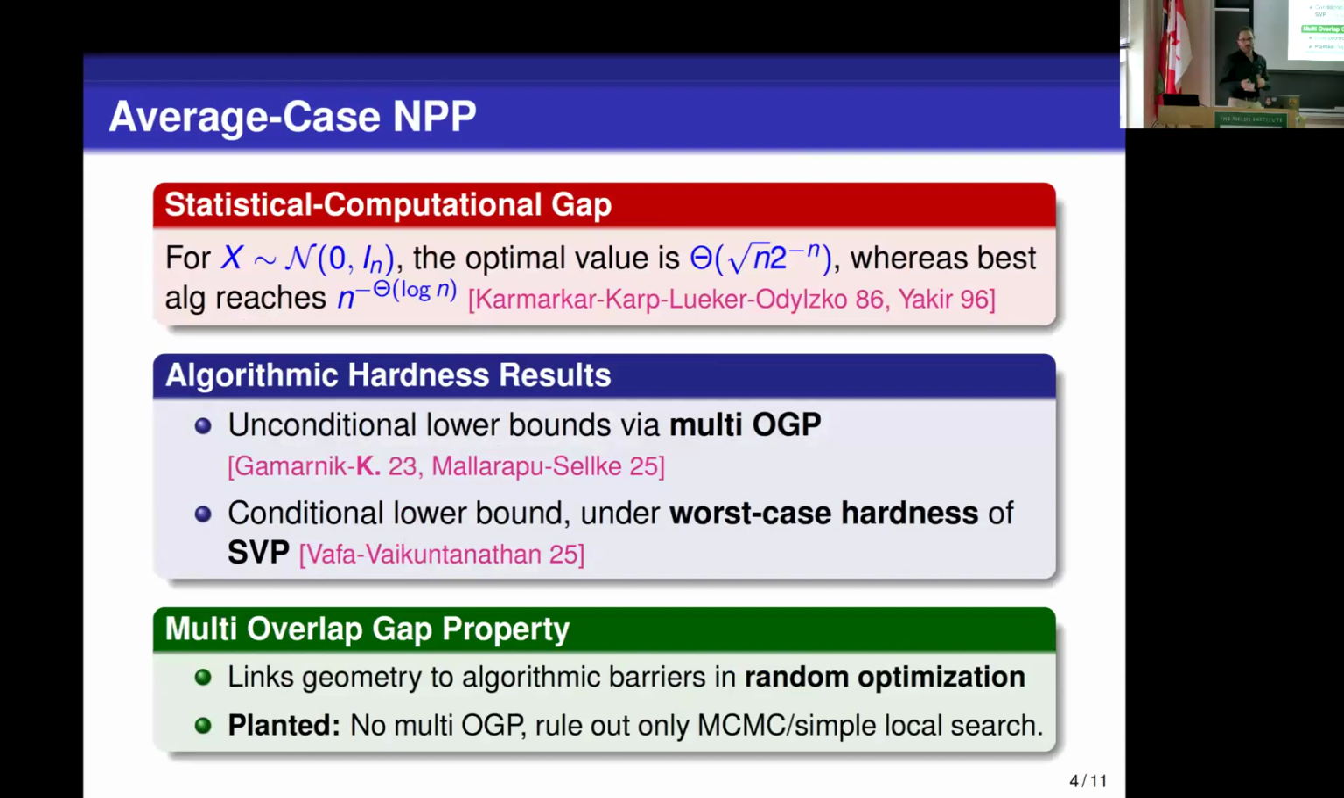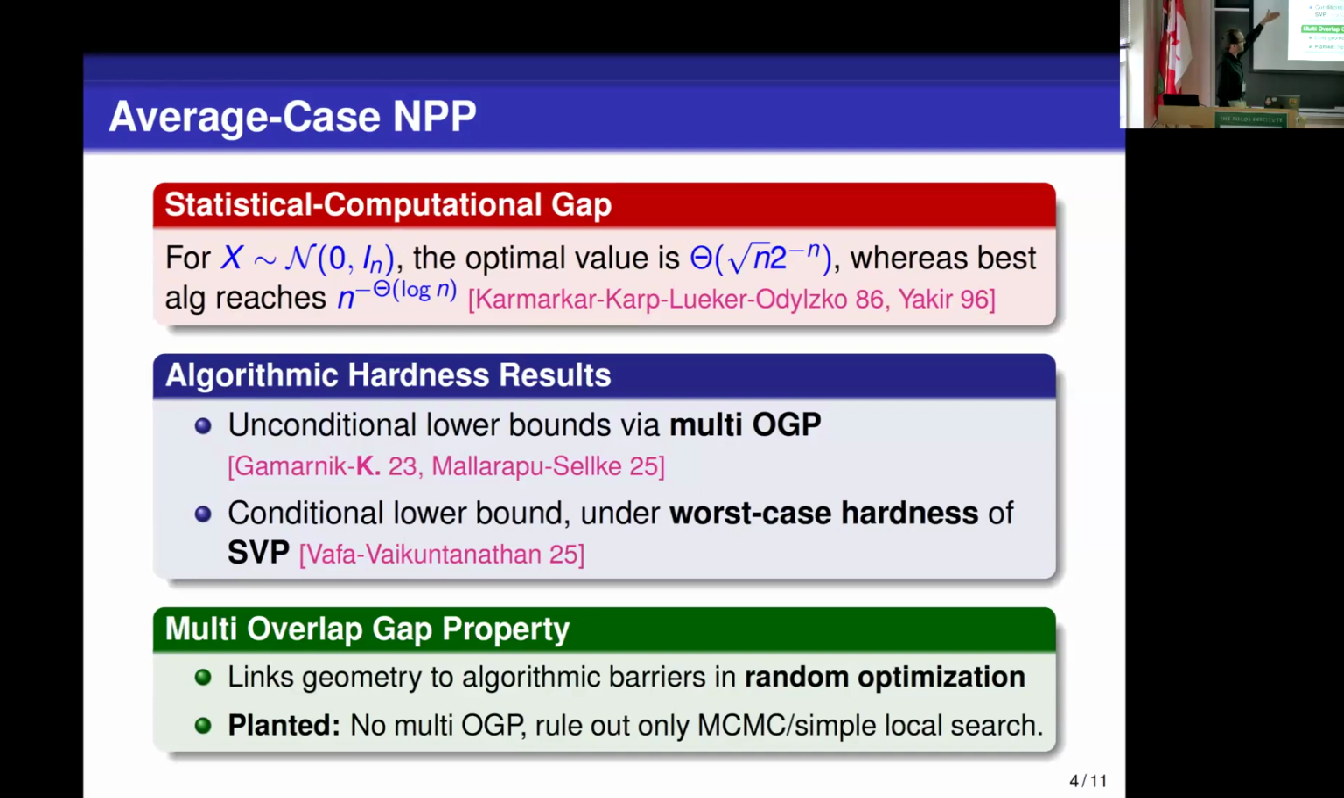So this talk again will be an average case talk. I will now delve into this gap more. Whenever the input is IID standard normal, this model exhibits an even more dramatic computational gap. The optimal value is order 2 to the -n, whereas the best algorithm we know, which is due to Karmarkar and Karp from '96, gets only n to the -log n. And we don't know anything better than this.